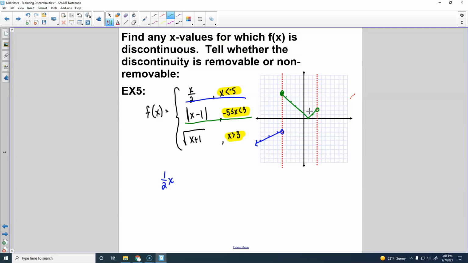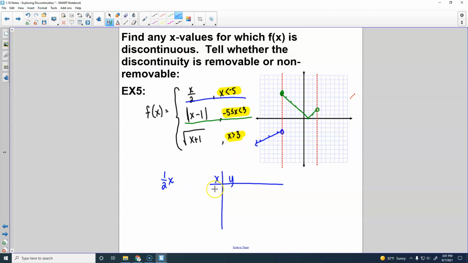And if it's something you're unfamiliar with, you can always just plug in numbers and plot them. So like you could plug in -2, -1, 0, 1, and plot those. Now the square root of x plus 1. This one might be one you're a little less familiar with on how to graph. I'm only using this for x is greater than 3. So what I could do here is just plug numbers in.